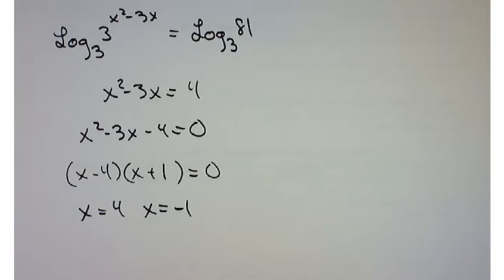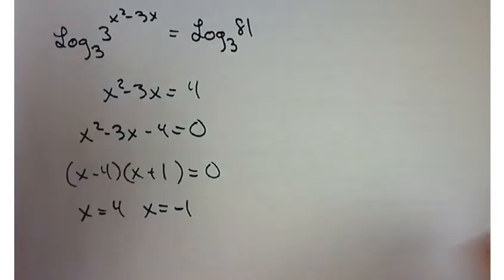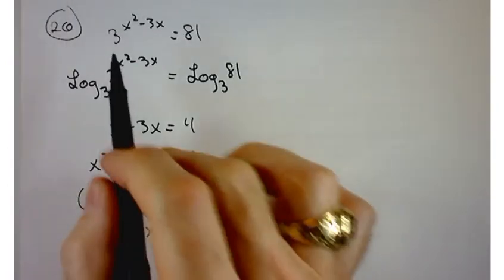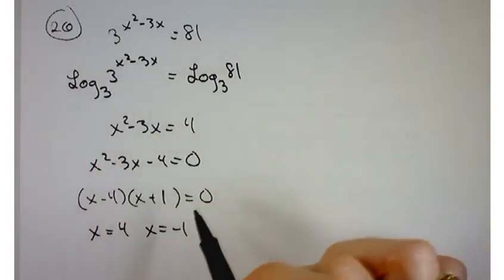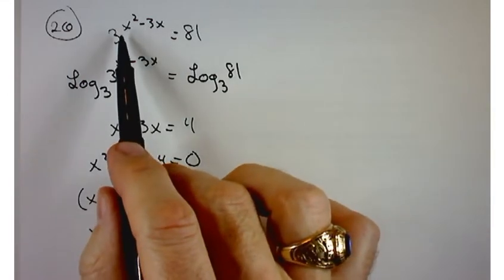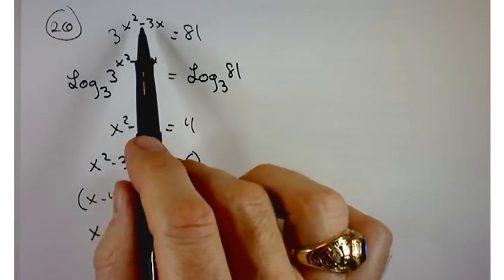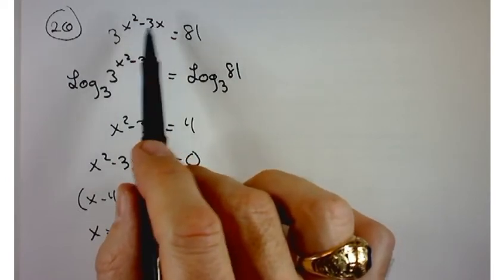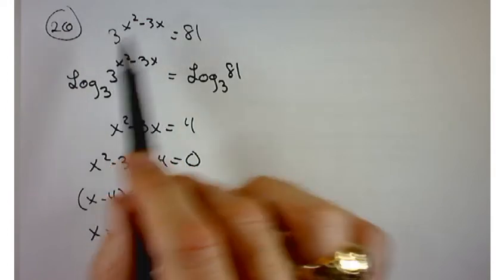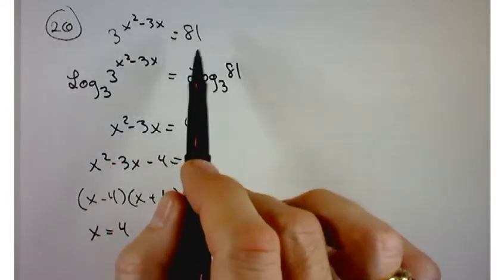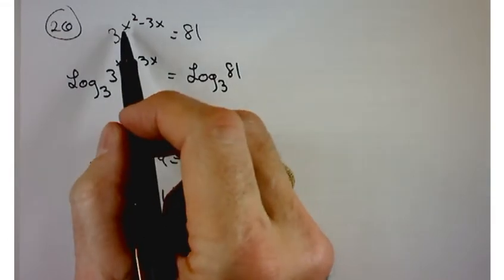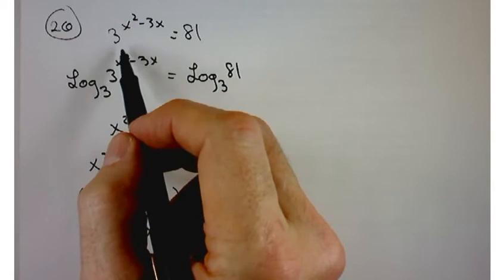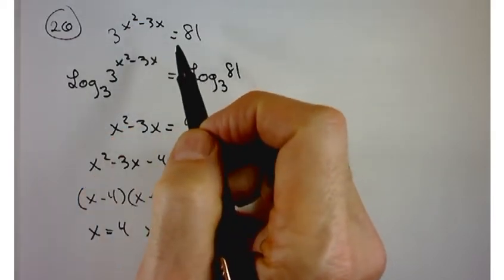Actually, both of them should work. So, what's that? Well, in our exponential equations, it's not a bad idea to plug in and see if they work. Negative 1 squared is 1. What's negative 3 times negative 1? Plus 3. So 1 plus 3 is 4. 3 to the 4th power? Oh, okay, yeah, that's 81. What about the 4? 4 squared is 16. 16 minus 12 is 4. 3 to the 4th power? 81. So they both work.